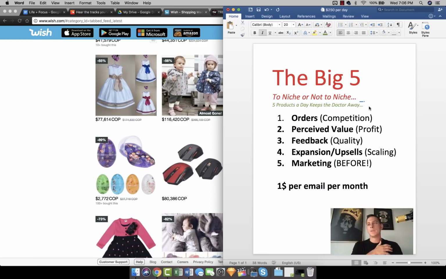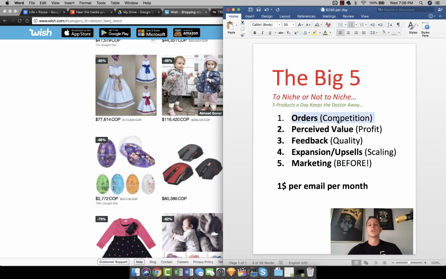And once you start getting $5 profit per unit per day, and you're selling 10 units, all of a sudden that's $50 profit every single day. And then if you add a second product that's doing the same thing, that's $100 profit a day, and it builds and builds and becomes the snowball effect where this is happening so fast. And you guys, it's very hard to believe until you really feel it. And so that is the 5 products a day to keep the doctor away.